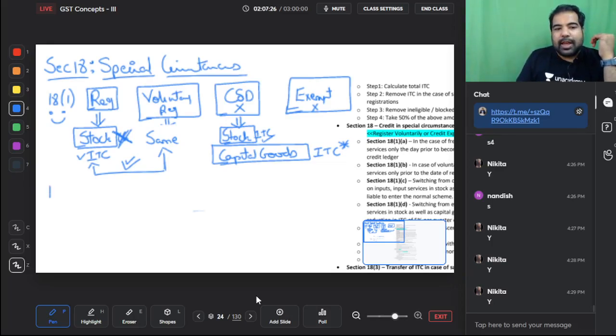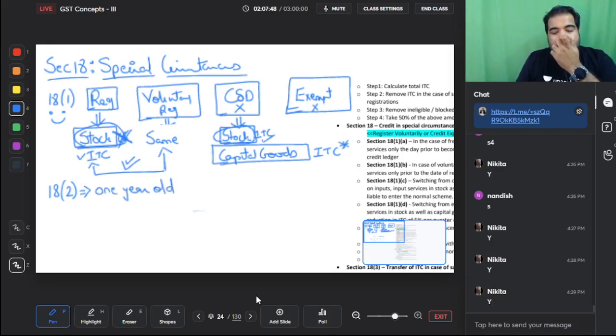And section 18(2) said that while on the stock we will give you ITC, the stock should not be very old. That means whatever is your date of effective registration, whatever is the date you come out of the scheme, etc., the stock should be maximum 1 year old. That means, guys, the maximum age of the stock should be 1 year. It should not be really old stock.